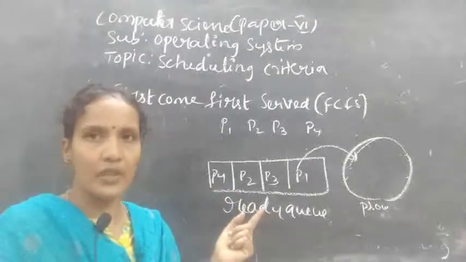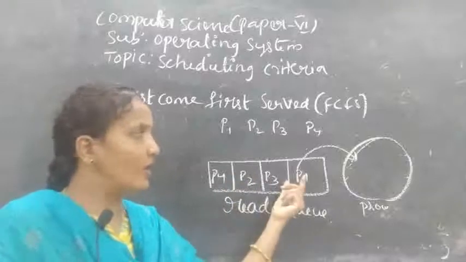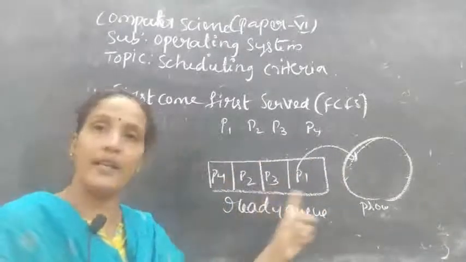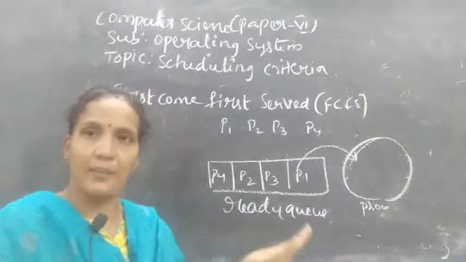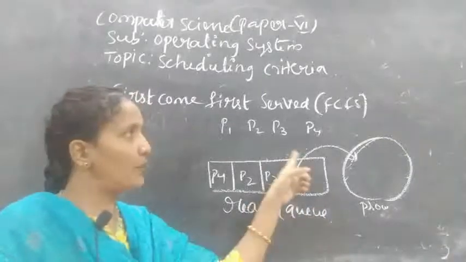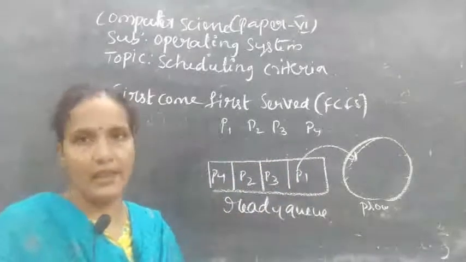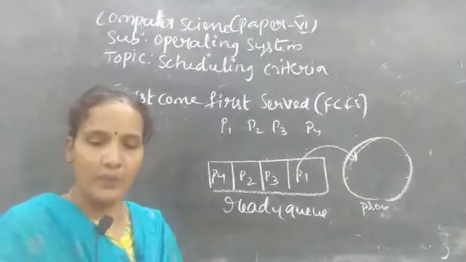Clear? Understood? So, first come, first served. Whichever process entered the ready queue first will be served first, and whichever process entered last will be served last. Clear?